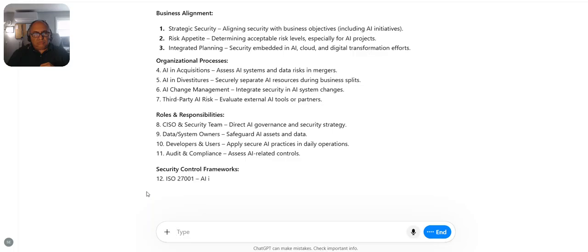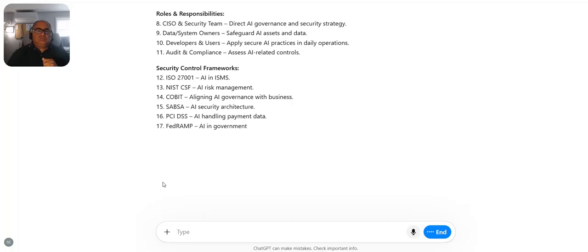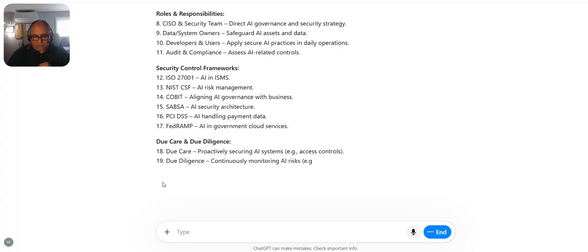Security control frameworks. ISO 27001, AI and ISMS. NIST CSF, AI risk management. 14. COBIT, aligning AI governance with business. 15. SABSA, AI security architecture. 16. PCI DSS, AI handling payment data. 17. FedRAMP, AI and government cloud services. Due care and due diligence. 18. Due care, proactively securing AI systems, e.g. access controls. 19. Due diligence, continuously monitoring AI risks, e.g. bias checks. All right, so that's all for this objective.